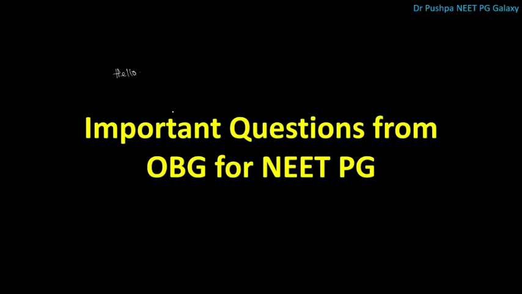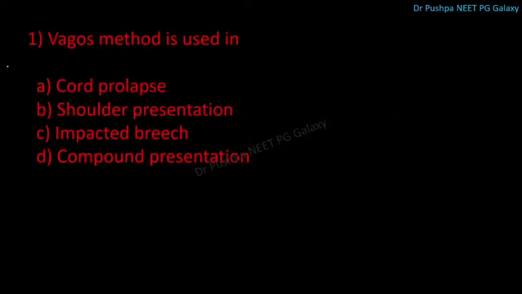Today I am going to discuss important questions from OBG for NEET PG. The first question is, Vago's method is used in cord prolapse, shoulder presentation, impacted breech, compound presentation. The correct answer is cord prolapse.